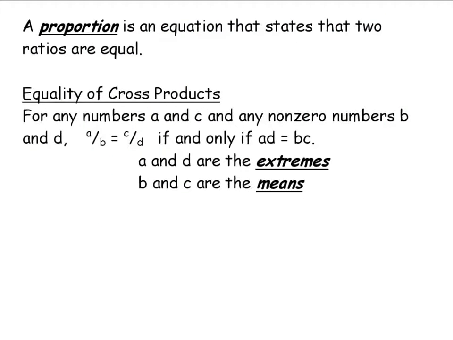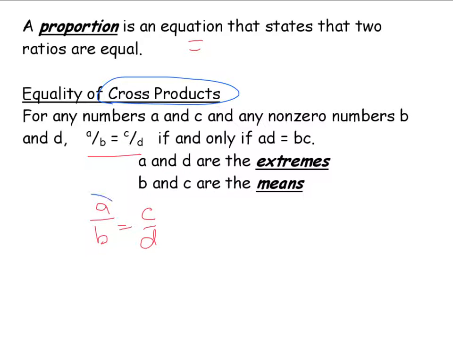Now, if I want to compare or say that two ratios are equal, that's when this word proportion comes into play. It's an equation, which means we're going to add an equal sign now, that states two ratios are equal. Okay? The equality of cross products: we can tell whether or not these are equal by using cross products. Cross products means to cross multiply. So I don't like the way this looks. So I'm going to write A over B equals C over D.